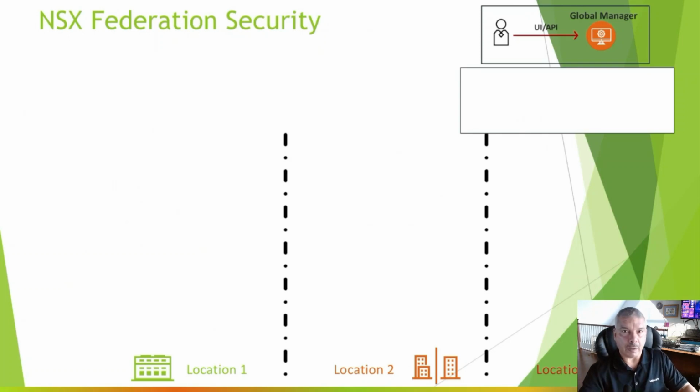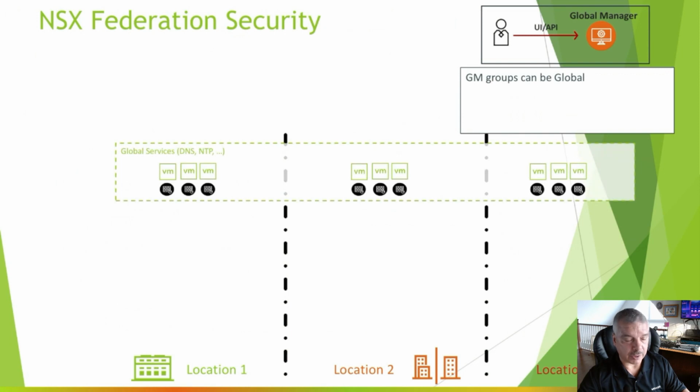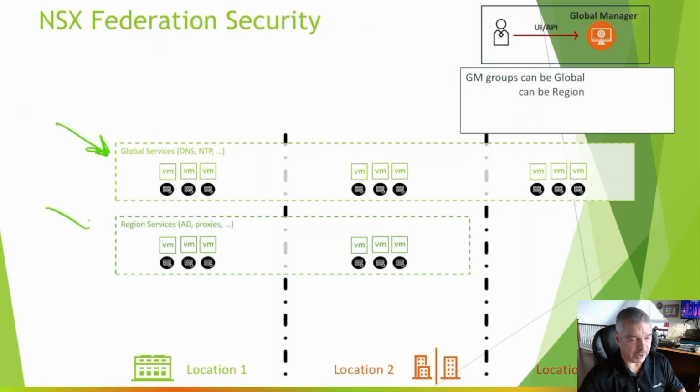That's it for the networking part. Now, what about security? This is actually a slide I pulled out of a slide deck I found on the communities. Anyways, with security now, this is one of the big advantages of Federation: you can create these things called global groups. Again, if you haven't watched the distributed firewall lecture I did, watch that. We can create global groups, we could also create regional groups, and we could also create local groups.